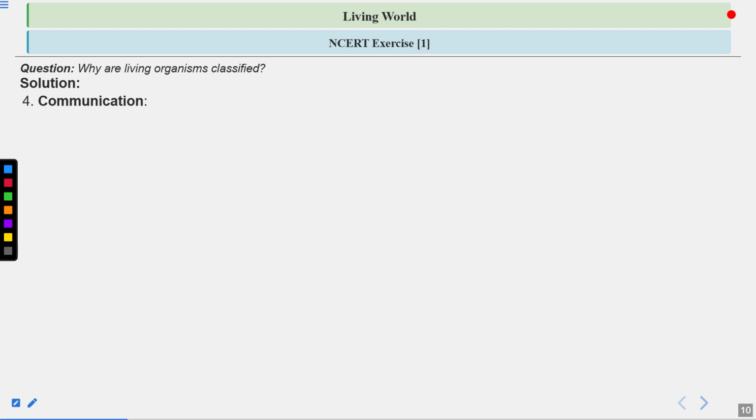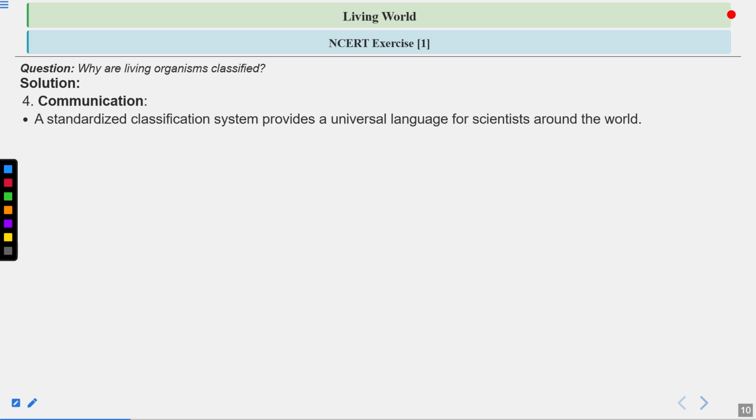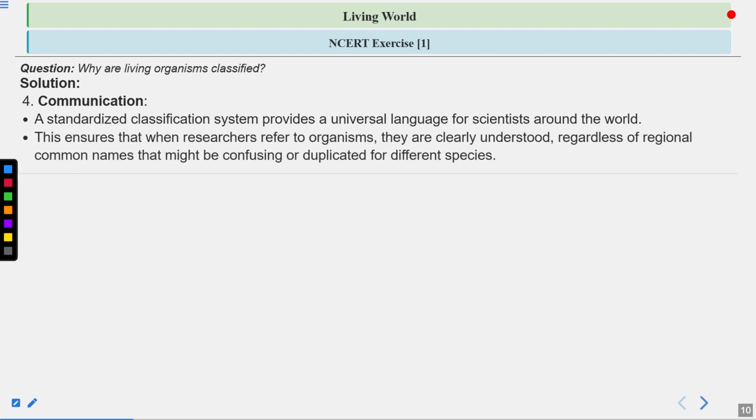The next one is communication. Now, a standardized classification system provides a universal language for scientists around the world. So if we have a standardized classification system, then obviously it provides a universal language for the scientists around the world, because all the scientists are working together to develop this standardized classification system. Now, this ensures that when researchers refer to organisms, they are clearly understood regardless of regional common names that might be confusing or duplicated for different species.